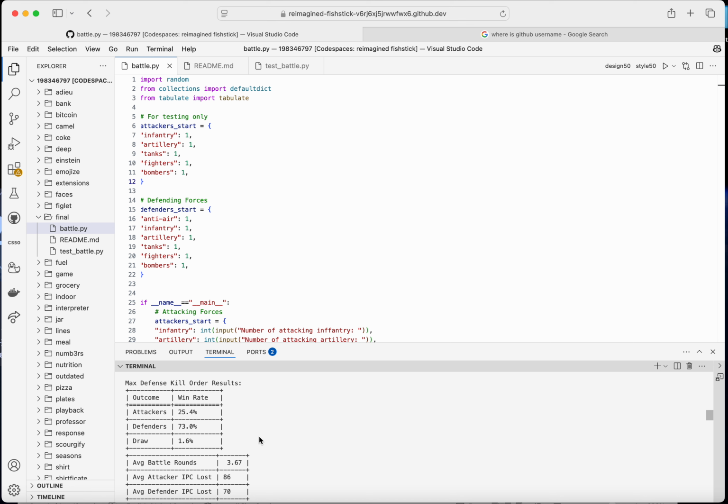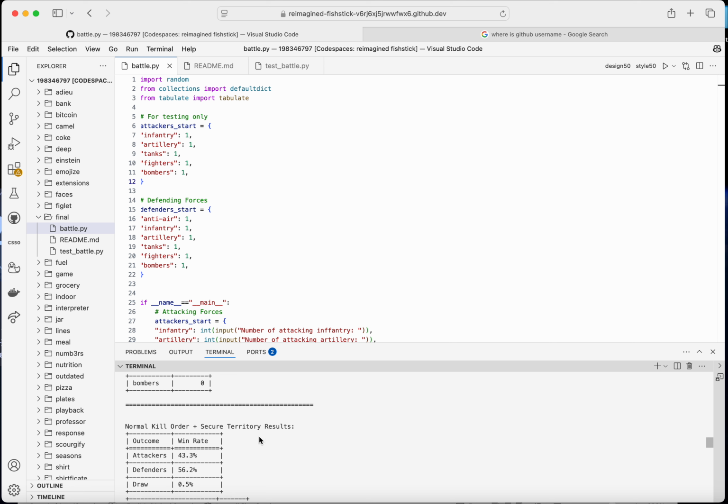So I've also given the user what I'm calling a max defense kill order, which is basically the defender choosing to remove the worst defending units prior to the lowest cost units, meaning that they will sacrifice something that costs more in order to give themselves a higher probability to defend a territory.